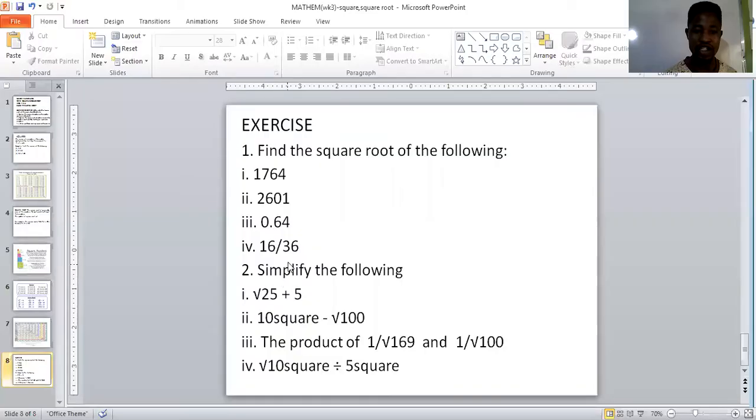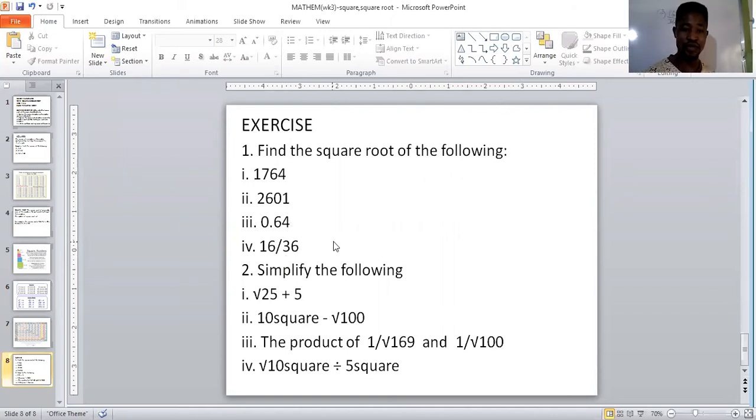I hope you're following and getting along with what we're doing. So let's look at the next question. The next question is to find the square root of 16 over 36. That is quite easy, isn't it? Number 4, square root of 16 over 36. Just looking at it, you can tell what the answer is. Can you tell me what the answer is?